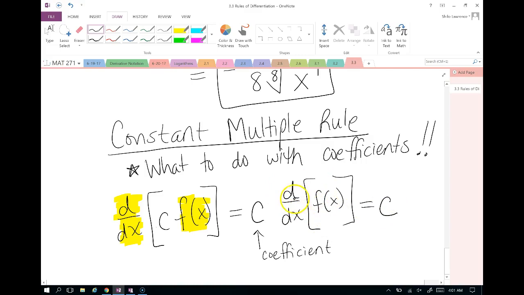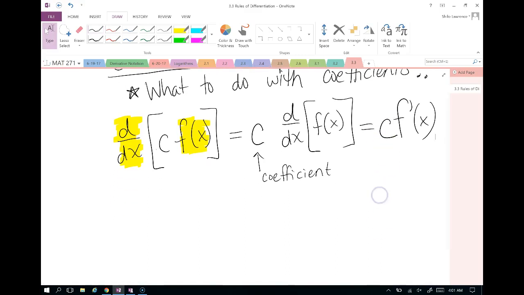Now remember what the notation is for the derivative of f of x? It's f prime of x. So we just do whatever our rule is for finding the derivative of f, and the c is just still a coefficient. You don't do anything special with coefficients besides carry them along to the next step in your answer.